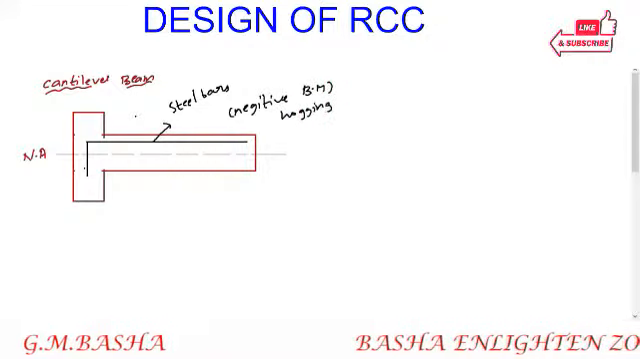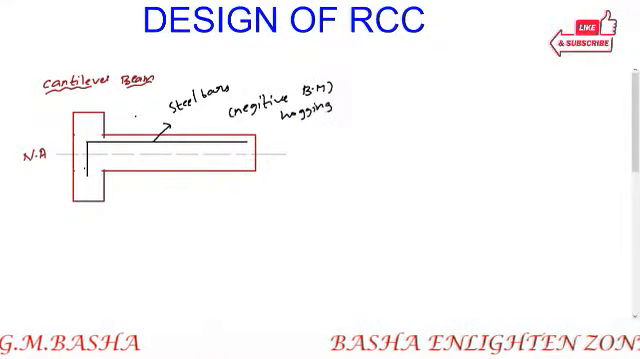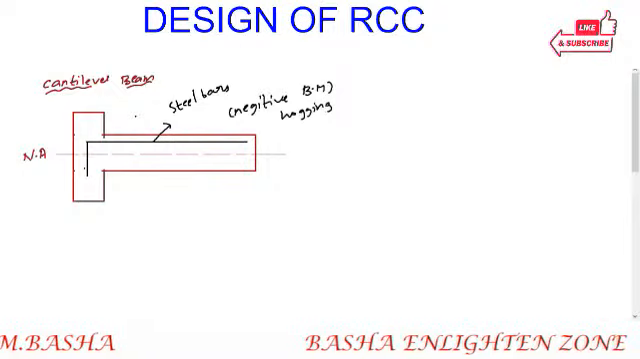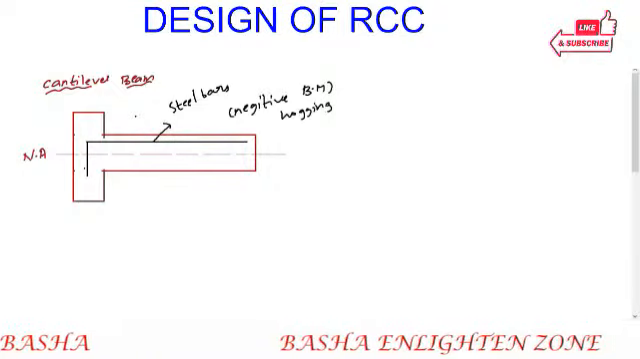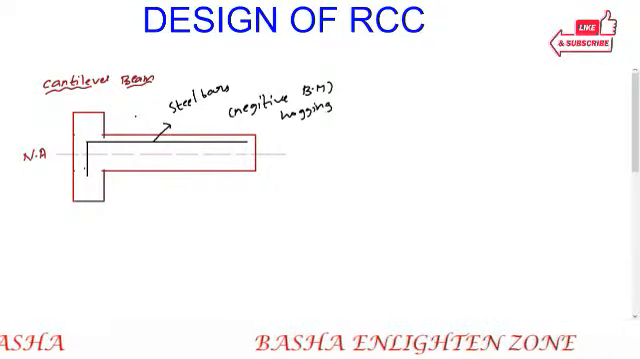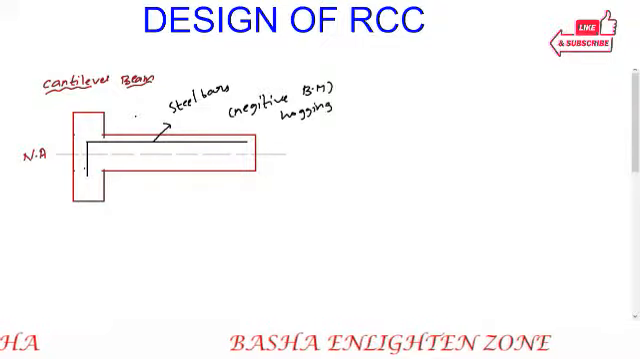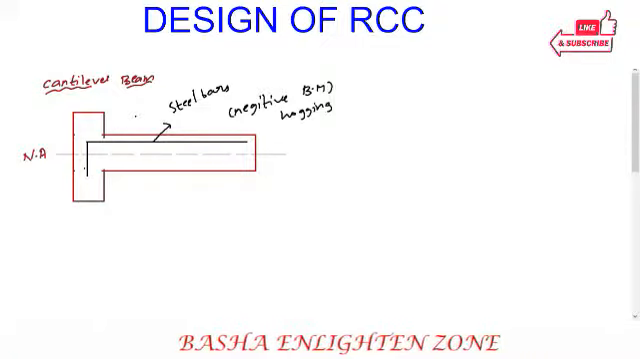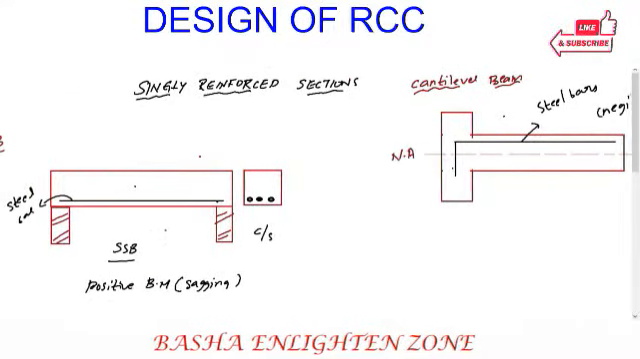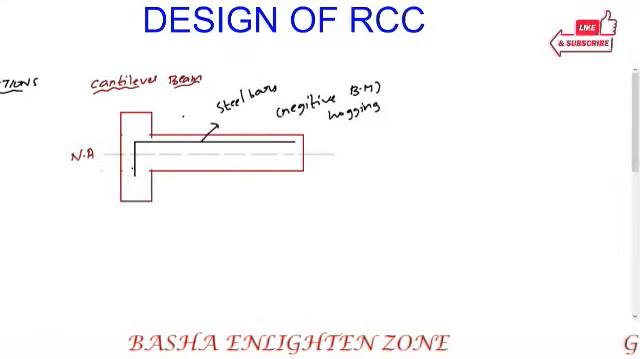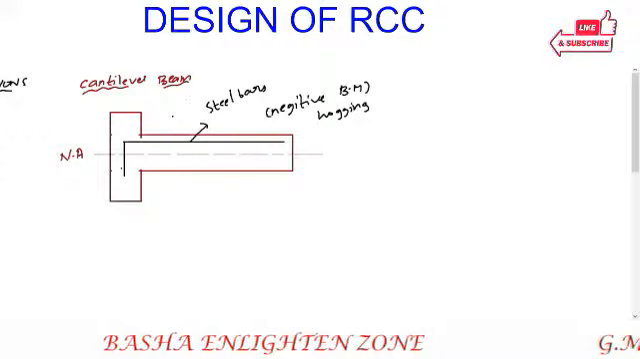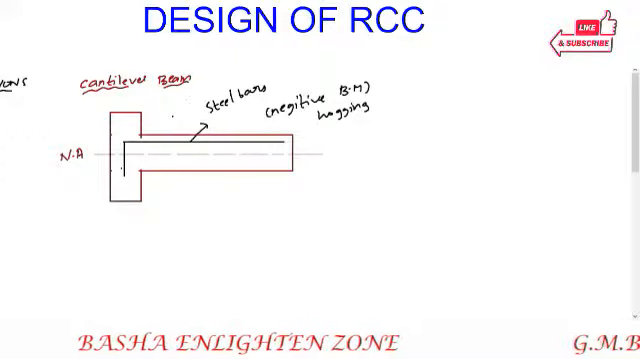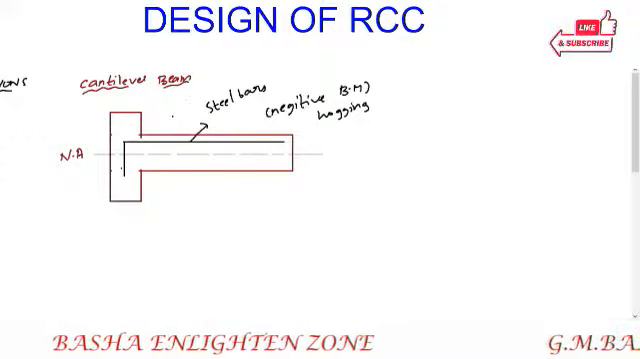So what is the difference? In the simply supported beam and in the cantilever beam we are providing reinforcement only on the tension side of the beam, that is singly reinforced sections. But for the simply supported beam we are providing it on the bottom layers to resist the positive bending moment, but in the cantilever beam we are providing steel bars on the top side of the beam to resist the negative, that is hogging bending moment.